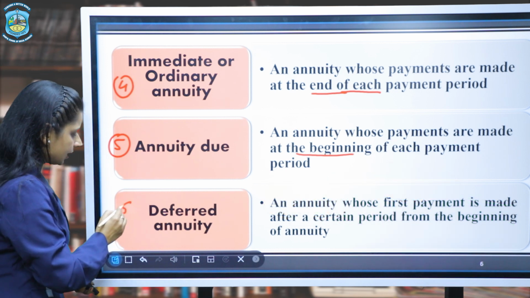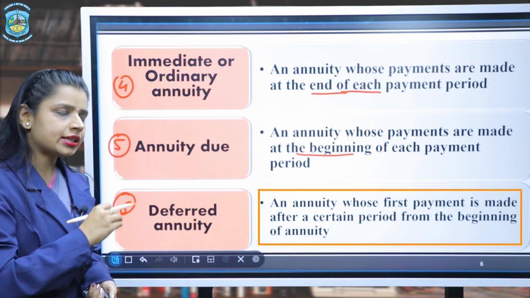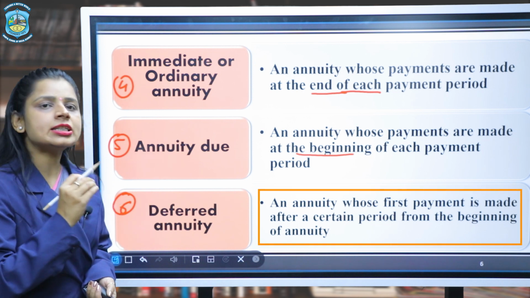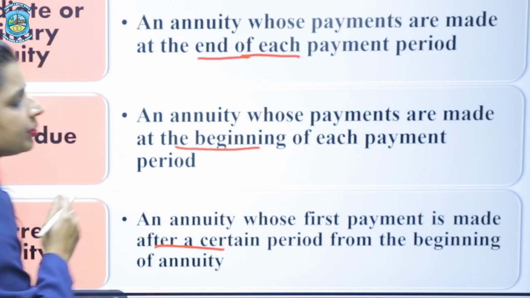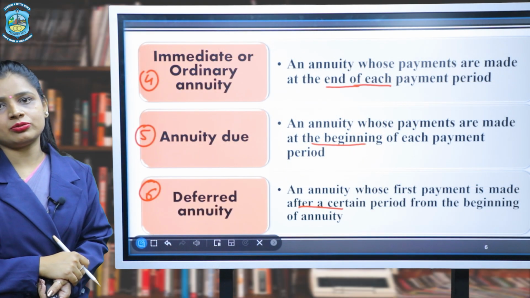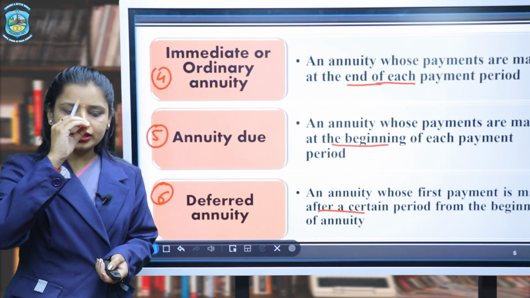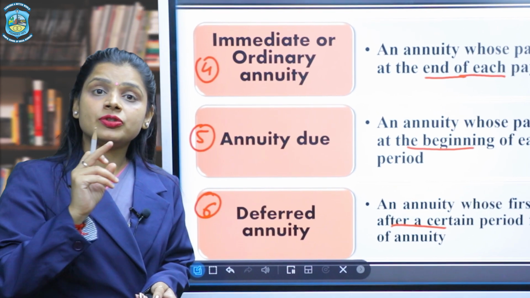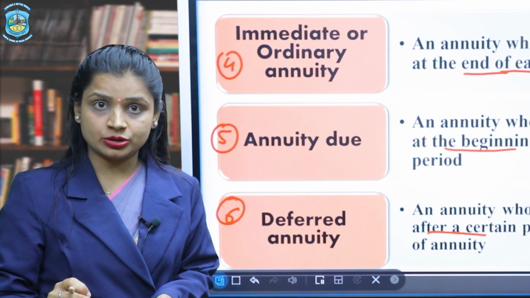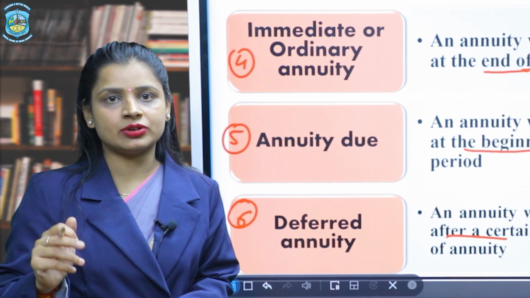The sixth type of annuity is deferred annuity. It is an annuity whose first payment is made after a certain period from the beginning of the annuity. And you must note down that if an annuity is deferred by n periods, then the first installment of the annuity will be paid at the end of n plus 1 period.